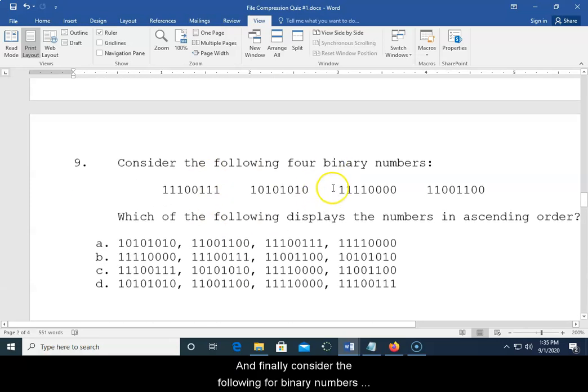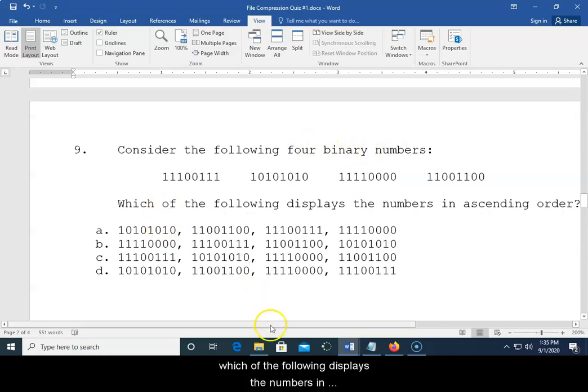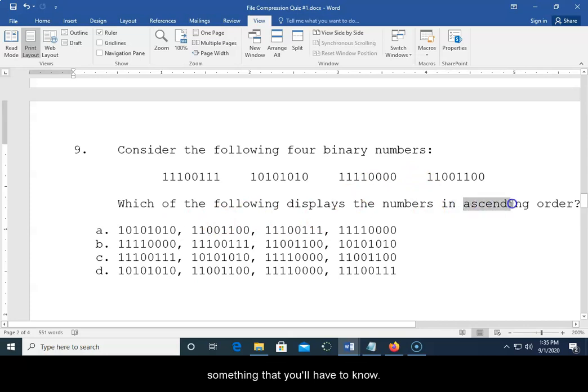And finally, consider the following 4 binary numbers. Which of the following displays the numbers in ascending order? Ascending order is from lowest to highest. Descending would be highest to lowest. Think about steps: you're ascending the steps, you're going up a staircase. If you're descending the staircase, you're going from the top to the bottom. So that's just something that you'll have to know when you're taking this.